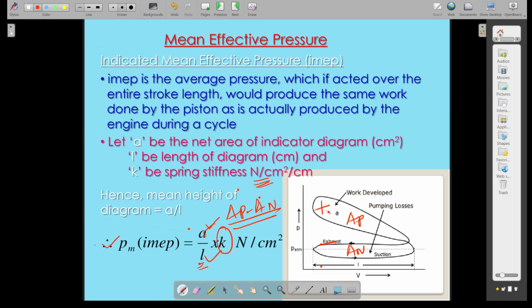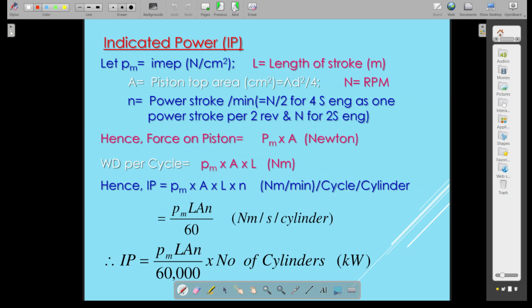So the formula for the PMI, what we want is A by L into K, is the PMI. You may wonder why we go for the PMI. When I get PMI, that means I am getting the pressure inside the cylinder. If I know the area of the piston, PMI into A, pressure multiplied by area, I will get the force on the piston. And if I want to find work done per cycle, it is PM area into L.